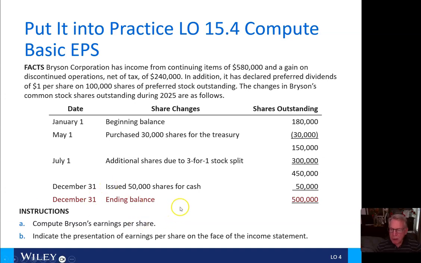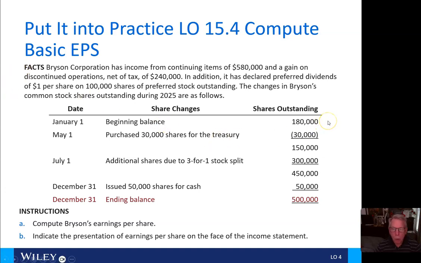Let's put it into practice. Bryson Corporation has income from continuing operations of $580,000 and a gain on discontinued operations net of tax of $240,000. In addition, it has declared preferred dividends of $1 per share on 100,000 shares of preferred stock outstanding. The changes in Bryson's common stock shares outstanding during 2025 are as follows.